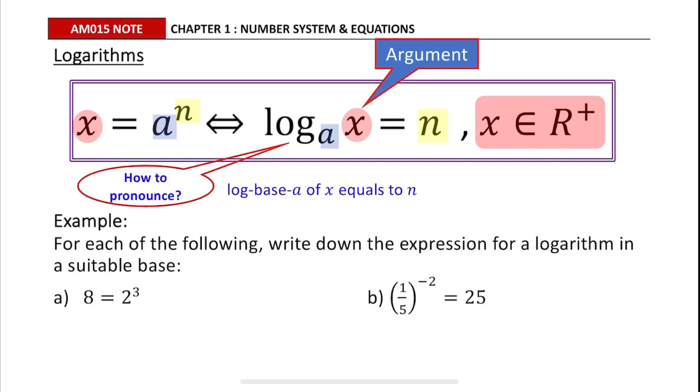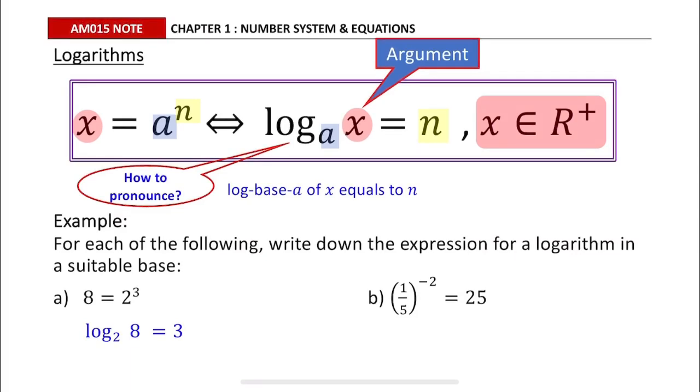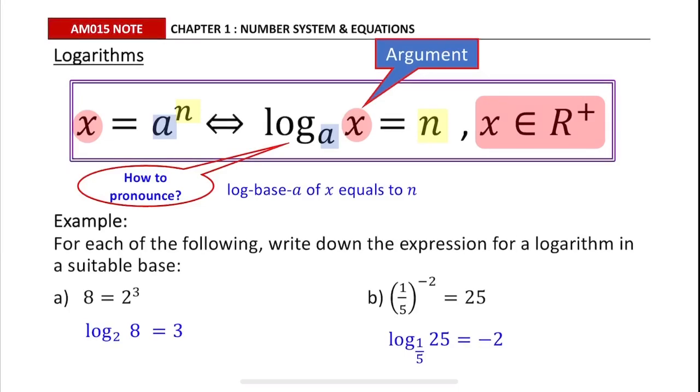So let's do the example. We want to express this index form into log form with a suitable base. For question A, 8 equals 2 cubed. We notice here that the base is 2, so its logarithm form must be log base 2 of 8 equals 3. Question B is 1 over 5 to the power of negative 2 equals 25. And the answer is log base 1 over 5 of 25 equals negative 2.